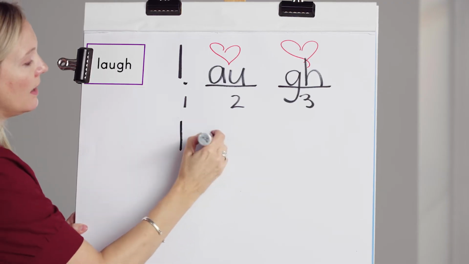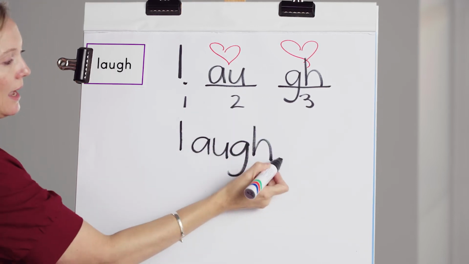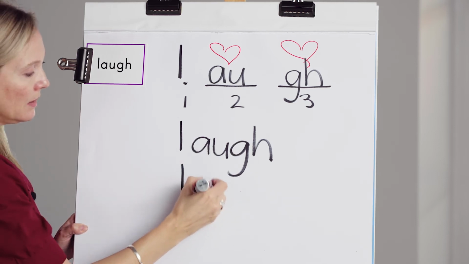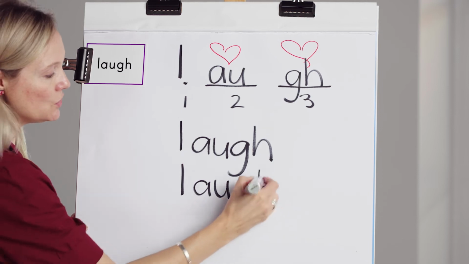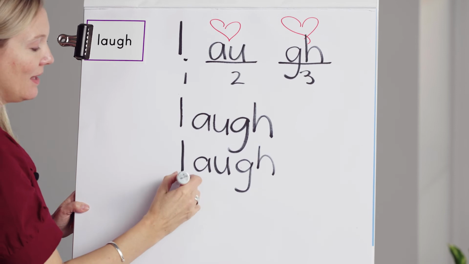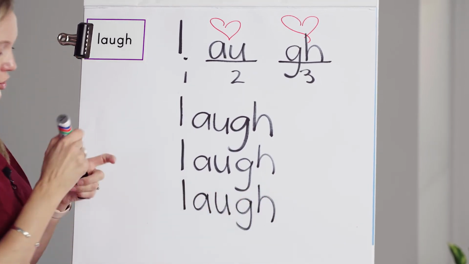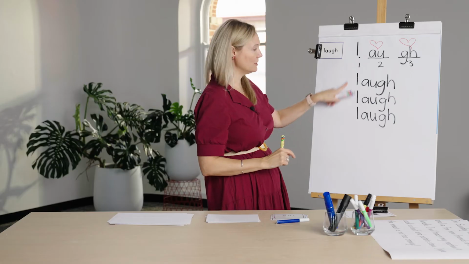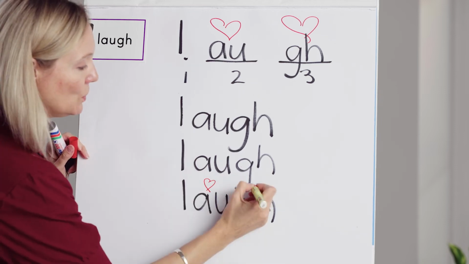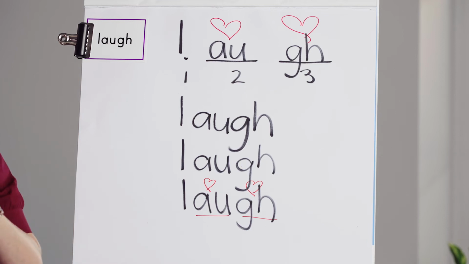L, A-U, G-H. Laugh. Again. L, A-U, G-H. Laugh. Last time. L, A-U, G-H. How did you go? Do your laughs look like mine? Don't forget, A-U, G-H. They're the parts we learn by heart.